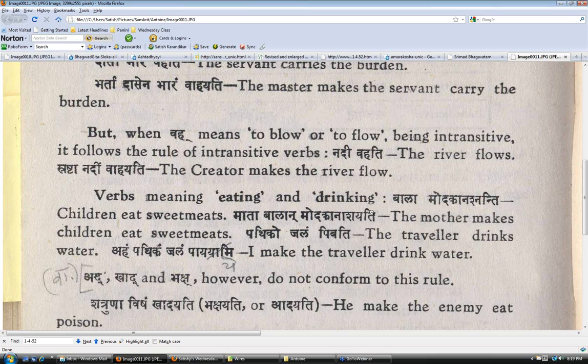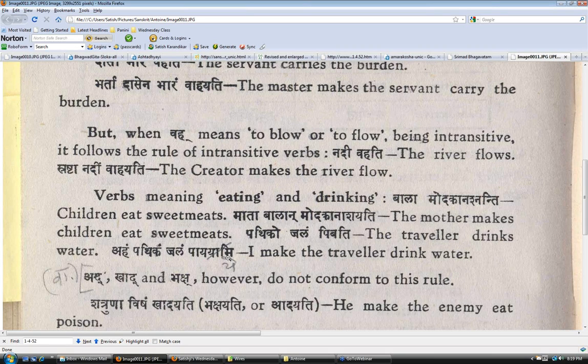So you just saw that. Mother makes them eat the sweet meat. So Pathikaha jalam pibati, the traveler drinks water. Then aham, I, pathikam jalam payayami or payaye can become also. Both of these are okay. I shouldn't have done it like that in the book.